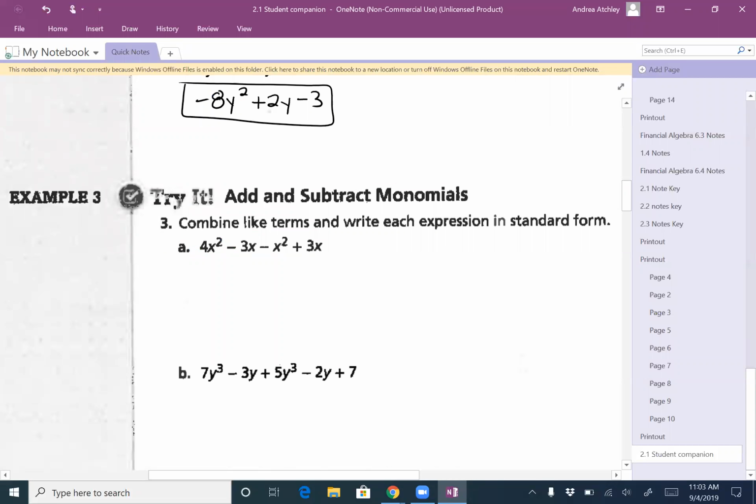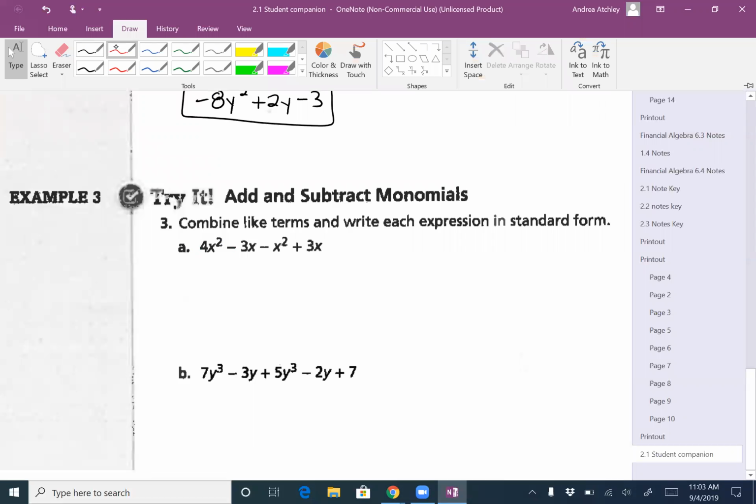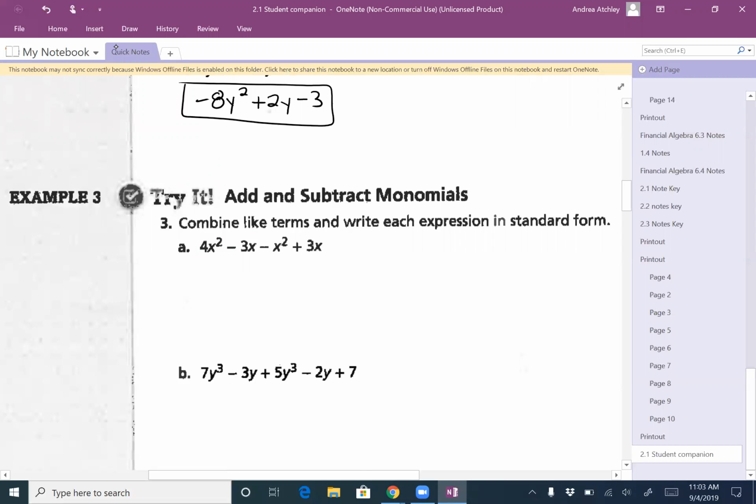Okay, we're just combining like terms here. Remember, like terms have the same variable and the same exponent, and you can only combine like terms. I like to color coordinate mine. So you want to write it in standard form, so you're always looking for the highest degree first.